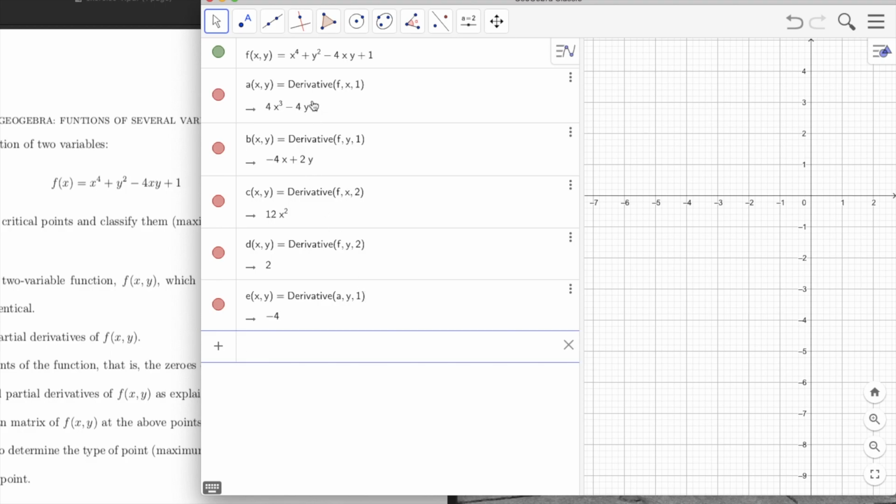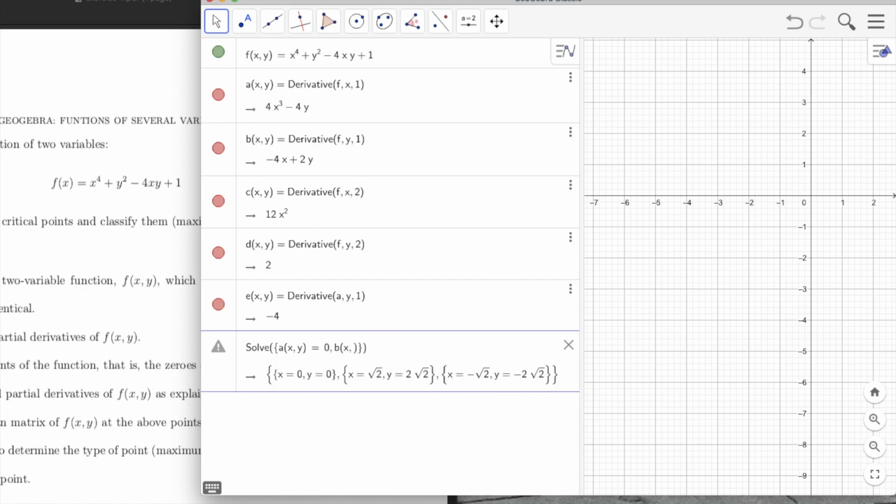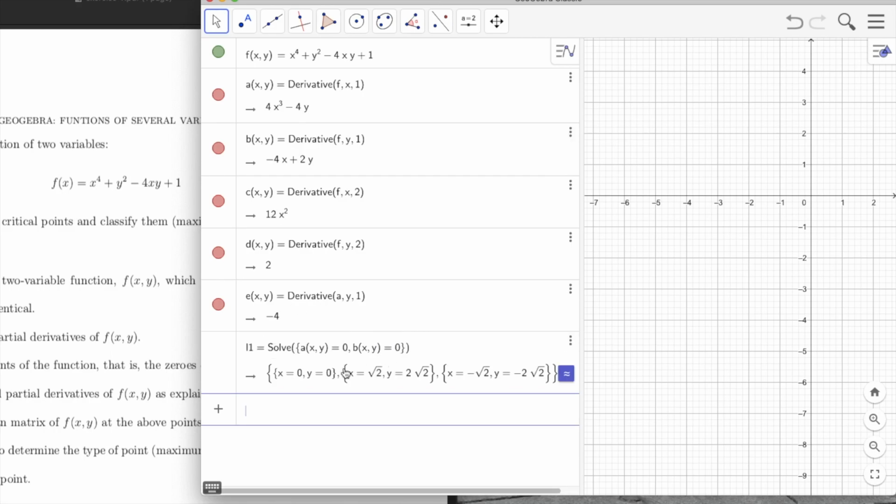Okay, so let's find the critical points where these first two derivatives are 0. Use Solve, curly bracket, a(x,y) = 0, b(x,y) = 0. So we have three critical points: (0,0), (2, root 2), and (-2, minus root 2). Now let's compute the Hessian on each of these.